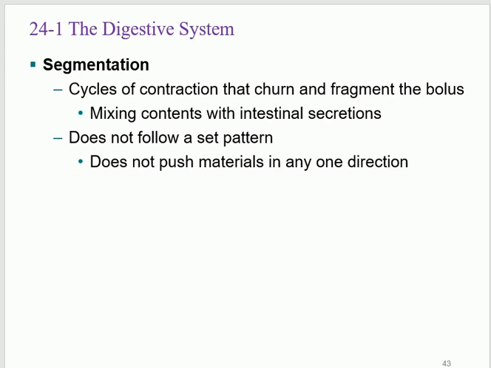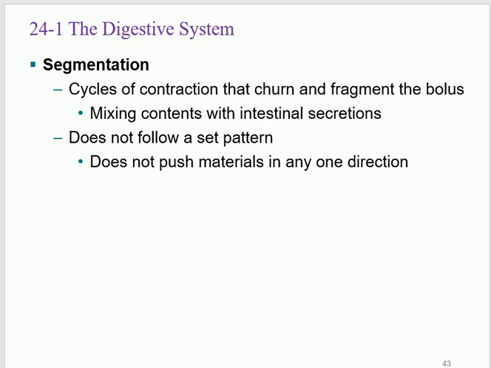Segmentation is the other one because it goes like this. Look, this segment, you push it forward. And then you get this segment in front of it and you push it backward. Segmentation. You move from segment to segment, from segment to segment. How many times? Until you get what you need. And then peristalsis will push it to the next part, and so on.